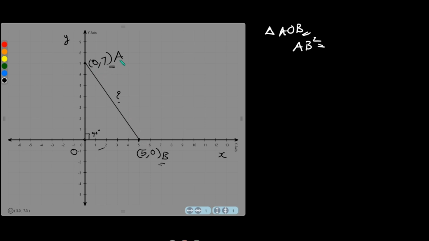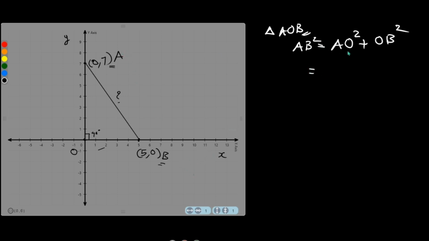You can write AB square is equal to, so that is the distance between the 2 points, equal to AO square plus OB square. We can write it like this. This way you can find out the distance between point A and point B.